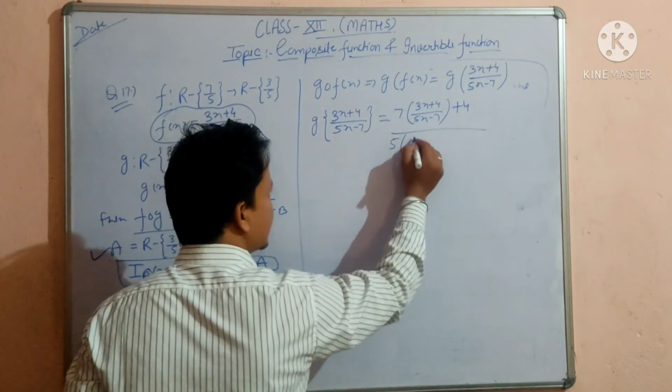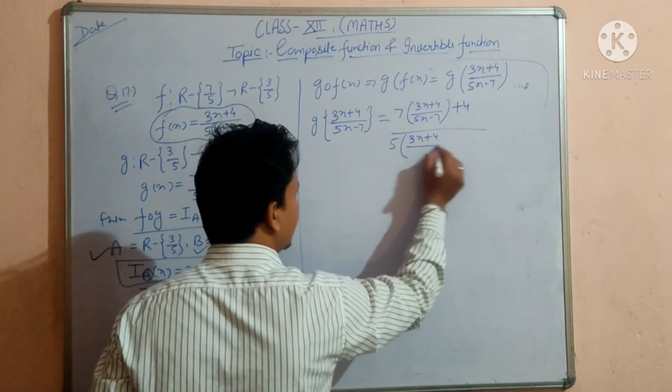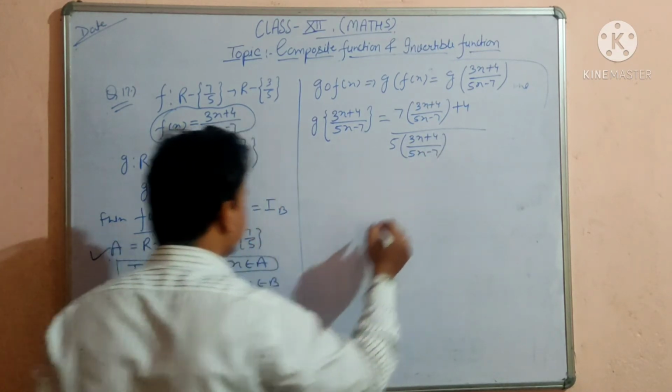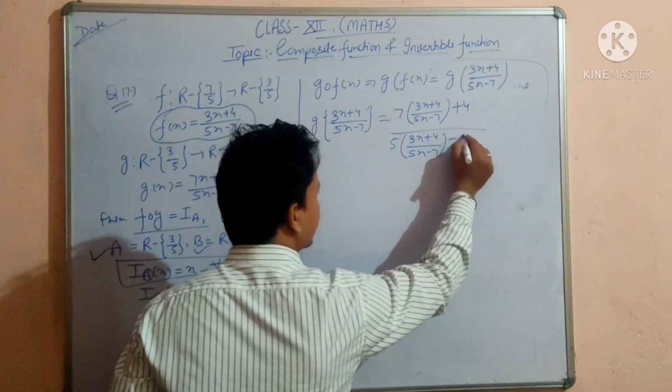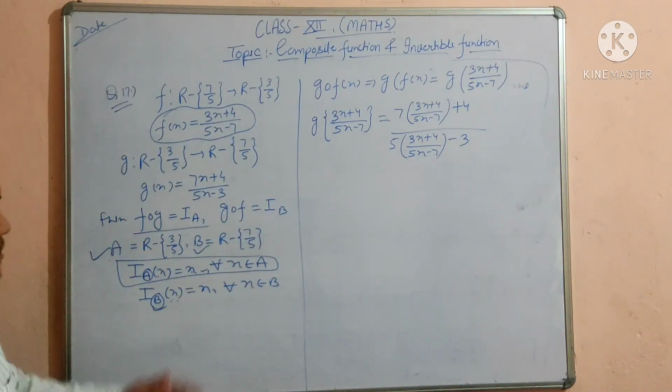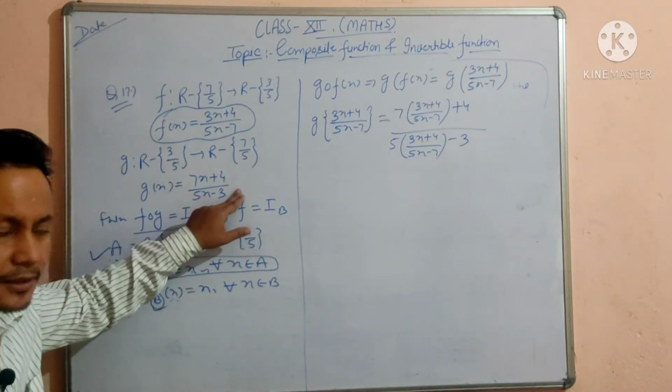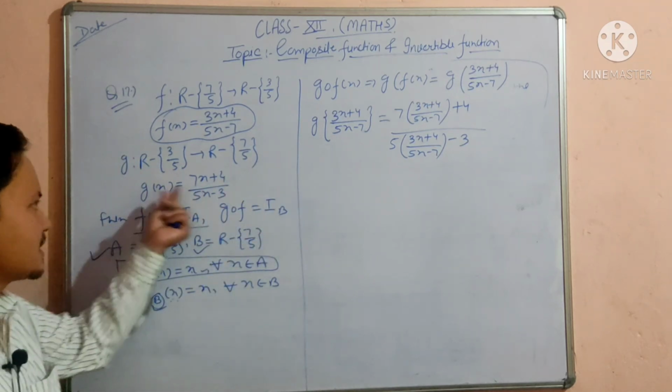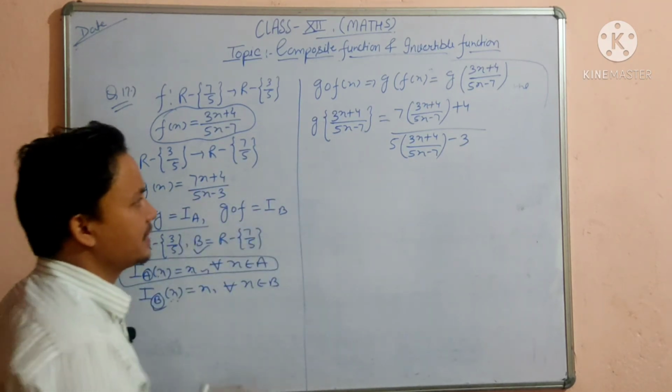So 5 times what is x? (3x + 4)/(5x − 7), minus 3. Okay? Actually, this is not tough. If g(x) is this, then g of this amount, we will replace x with this one. Nothing else. Now we will solve it.